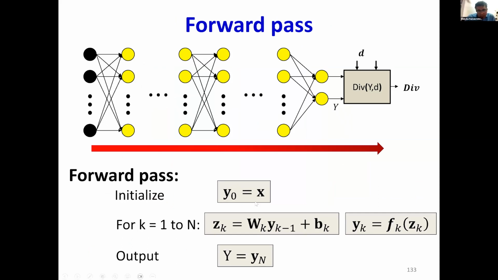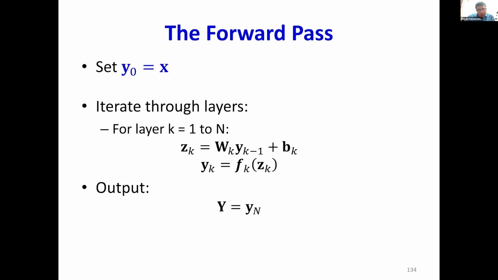And so now, here's the entire forward pass. It's so simple. I just say Y0 equals X, and then I'm just looping through the layers. At each layer, I just compute ZK equals WK YK minus 1 plus BK, and YK equals FK of ZK. And then the final output is the output of the network, the final layer. So this would be my pseudocode. So trivial, right? So is everybody with me so far?